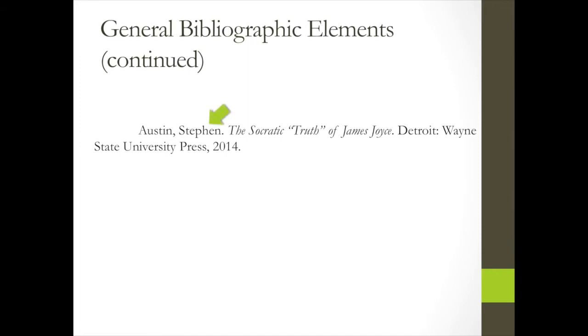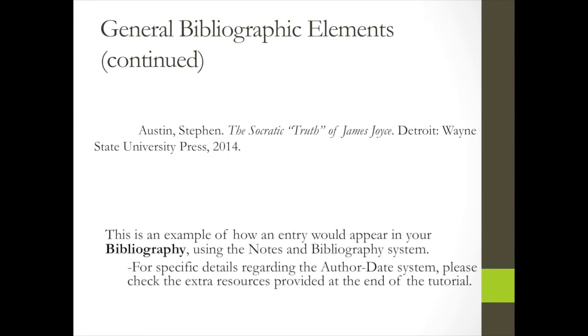So first, you see the author's last name has been inverted from the first and is separated from the first name with a comma. The title of the work is in italics. Following the title of the work is the publishing city and then the publisher. And then finally, the year of publication. This is an example of how an entry would appear in your bibliography using the Notes and Bibliography system. For details regarding the author date system, please check the extra resources that I'll provide at the end of the tutorial.